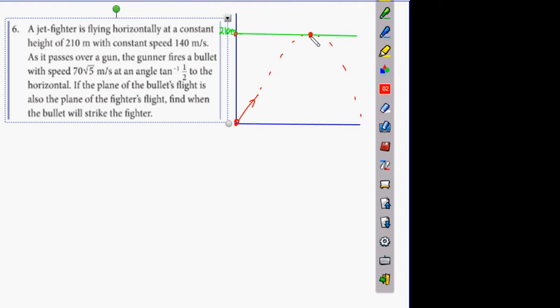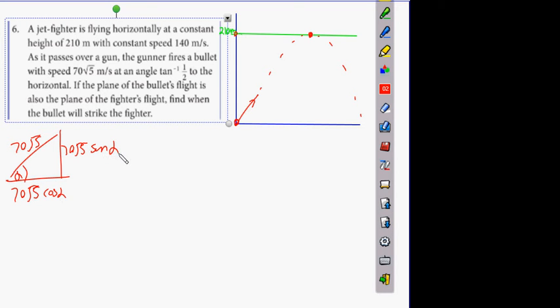Okay, so we're just going to work with the gun to pick up some marks. You can get your Px, your Py, your Sx, your Sy before you get complicated. So the speed is 70√5 in this direction here, where this is alpha. This is going to be 70√5 cos alpha, and this one is going to be 70√5 sin alpha.